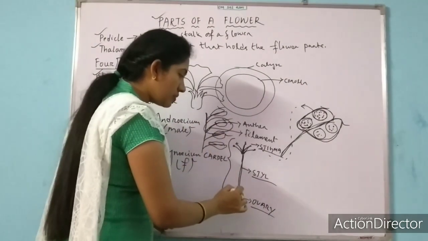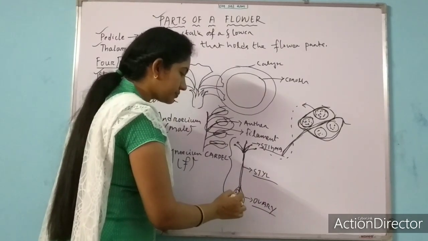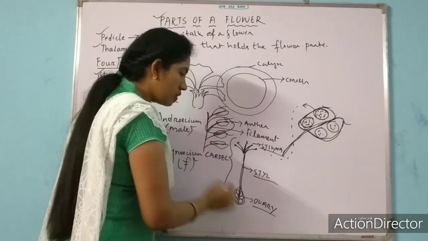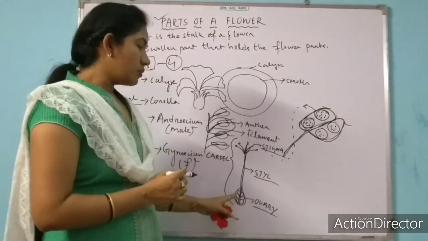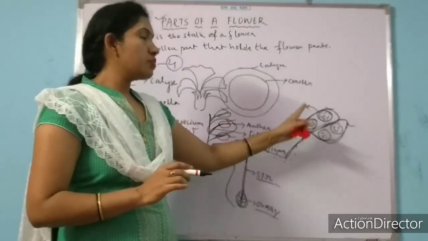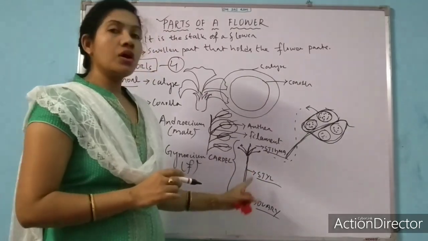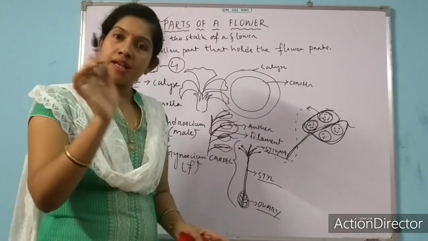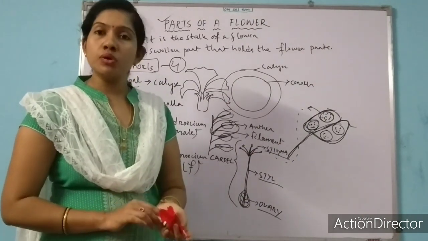Now inside the ovary, it has small ovules like this structure. These are the small ovules present inside the ovary. So these are the small ovules, or as we can call it, egg. As pollen grains are the male gamete, ovules or eggs are the female gamete of a flower. So this is all about the fourth whorl of a flower.